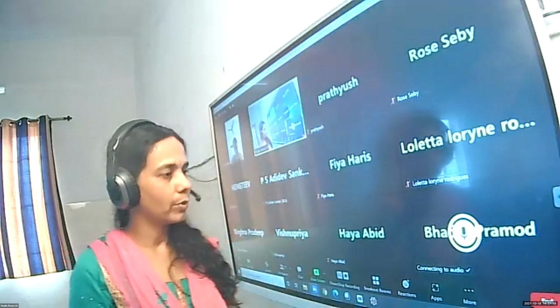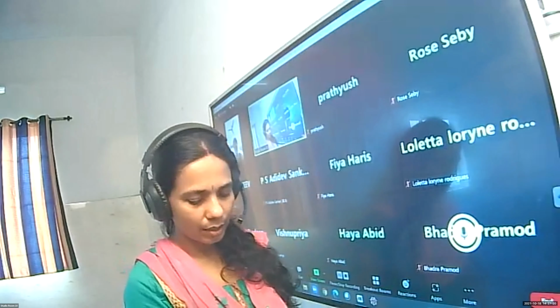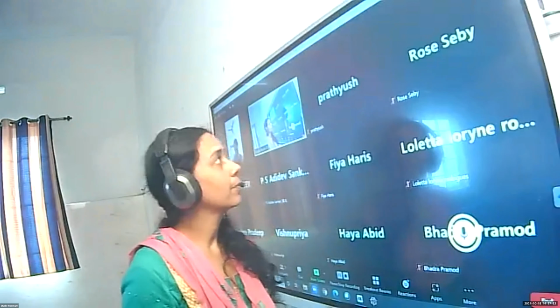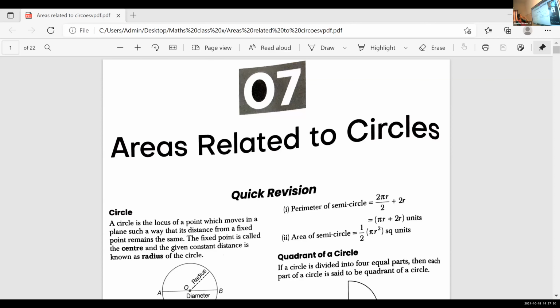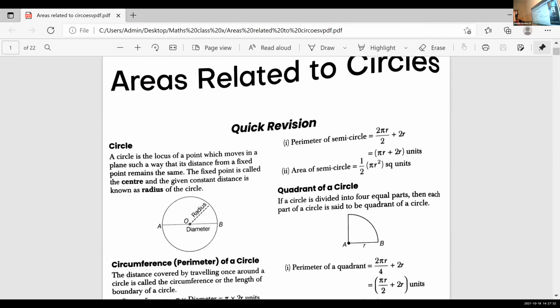Children, this period we are going to revise areas related to circles. So, what is a circle? Can you see the screen which I am sharing? Is it clear? Yes, ma'am. Okay.